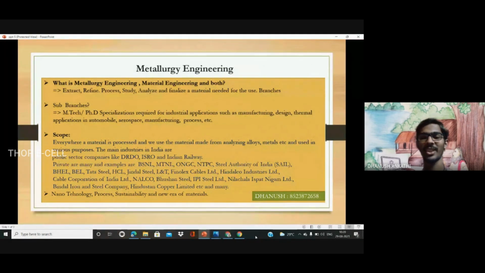And the current trend is that metallurgy and material engineering should be redefined, and every material should be analyzed so that it is sustainable.